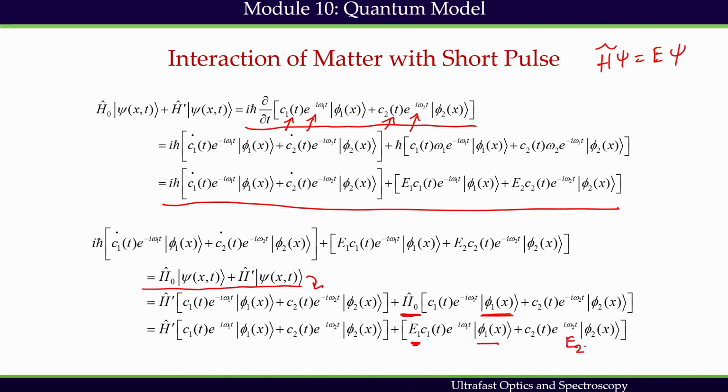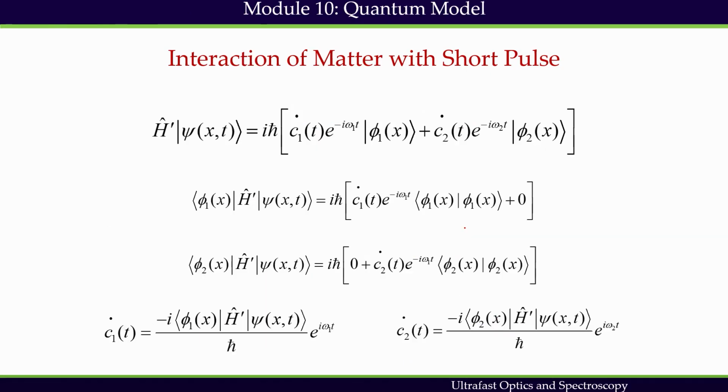There should be an E2 term, and if we keep doing it, then finally what we see is that on the left hand side I have a term which is equal to the term on the right hand side. So we can remove these two terms, and finally we get this expression.